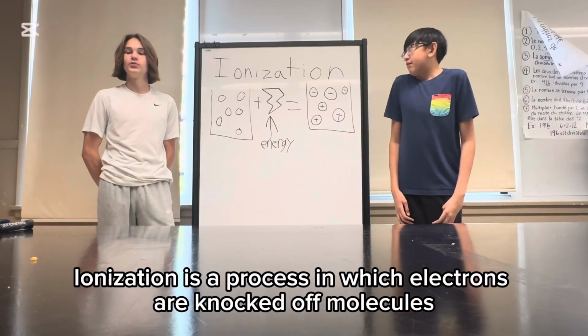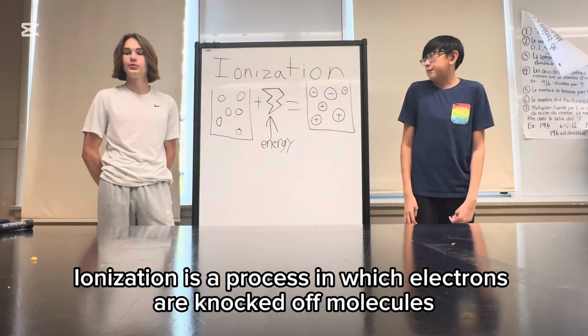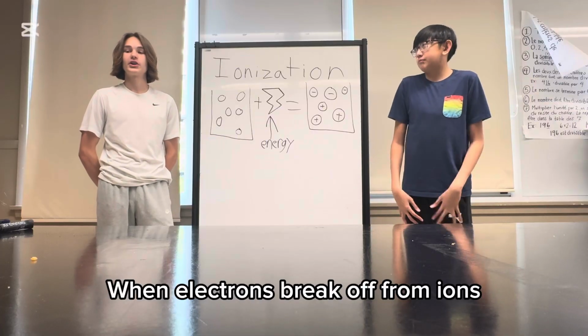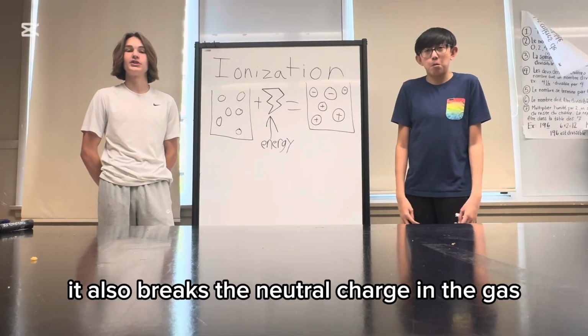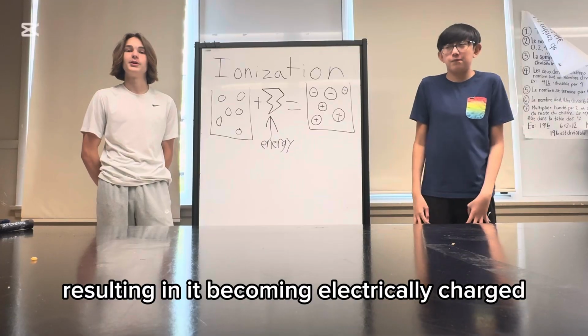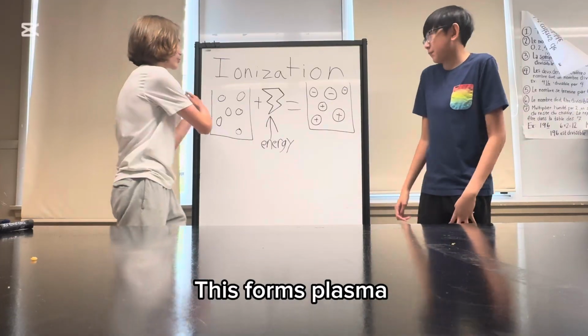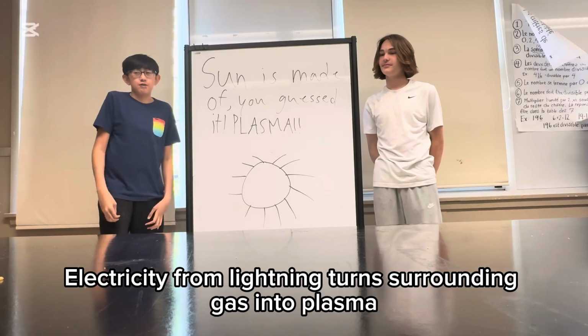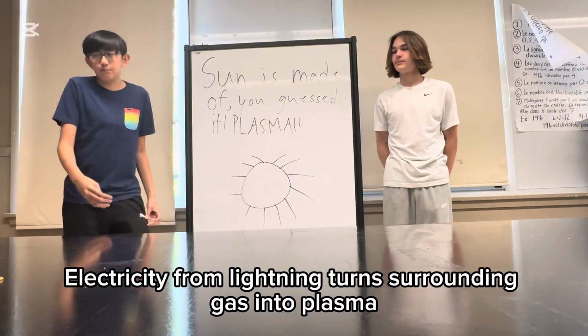Ionization is a process in which electrons are knocked off molecules, thus forming ions. When electrons break off from ions, it also breaks the neutral charge in the gas, resulting in it becoming electrically charged. This forms plasma. Electricity from lightning turns surrounding gas into plasma.